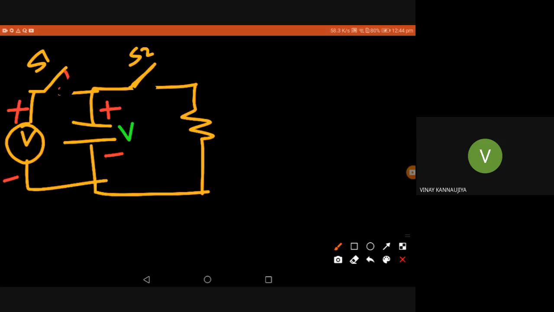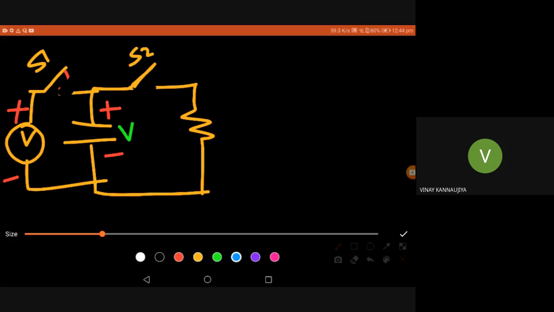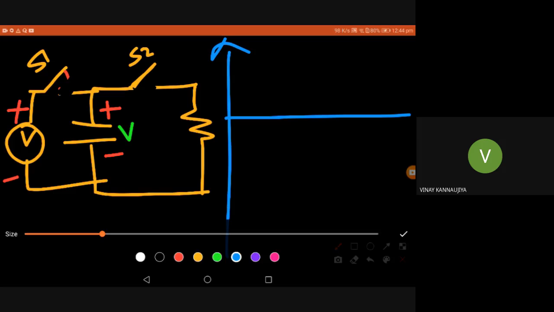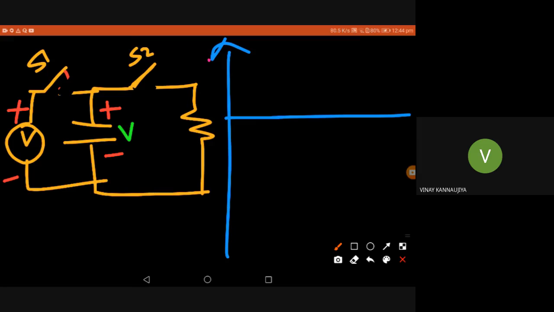Now we can see a graph of the capacitor discharging. Initially the capacitor was charged, so I'll draw the graph of the capacitor here. Initially the capacitor has a voltage V, so I'll show it here. V was the initial voltage across the capacitor. Now when I switch on S2, what is happening? From the point V, you can see the capacitor discharging something like this. I'm just giving a simple idea.